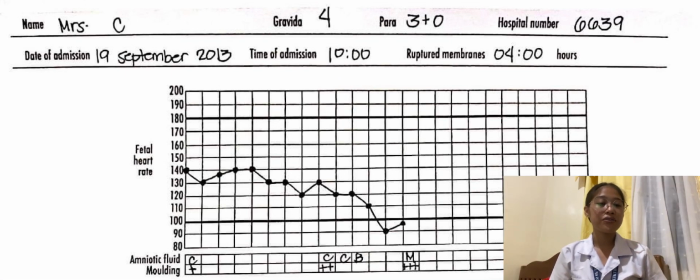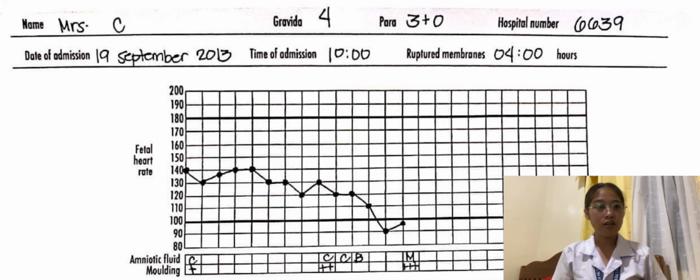Before that, let me introduce to you the parameters of the Partogram. So, as you can see below is the fetal heart rate, or the recording of the fetal heart rate every 30 minutes. And below the fetal heart rate, we have the status of the membrane. If it is intact, denotes I. And if it is ruptured, we need to note the color of the amniotic fluid. And if it is clear, we need to denote C. If it is meconium stained, we need to denote M. And if it is blood stained, we need to denote B.